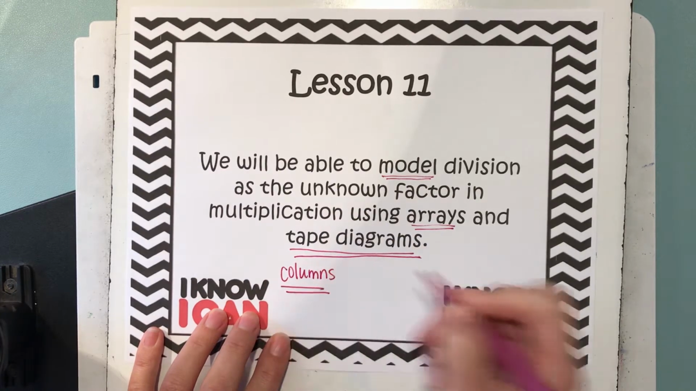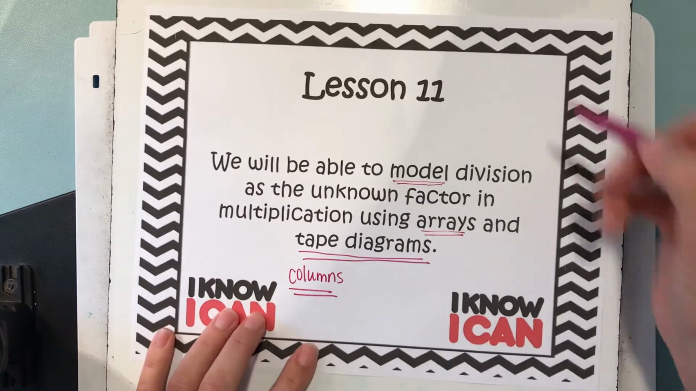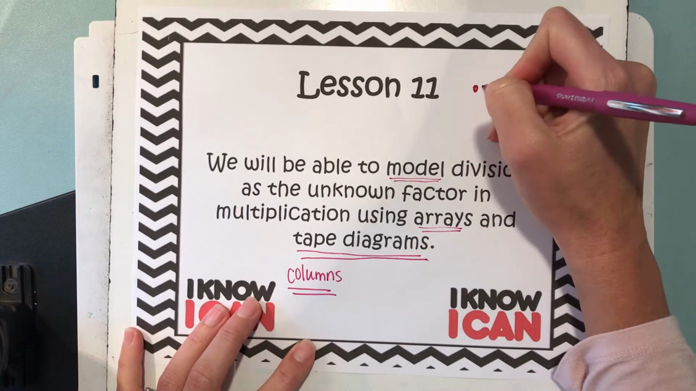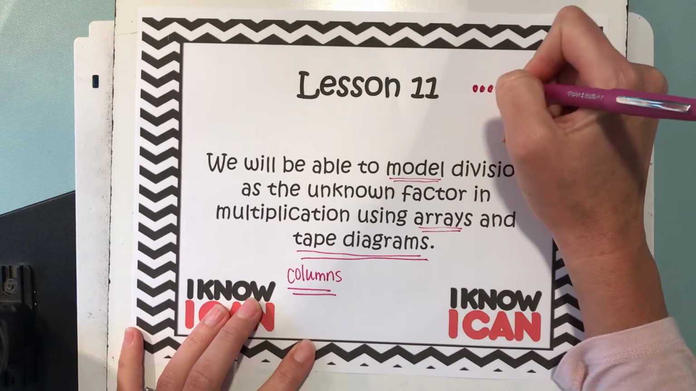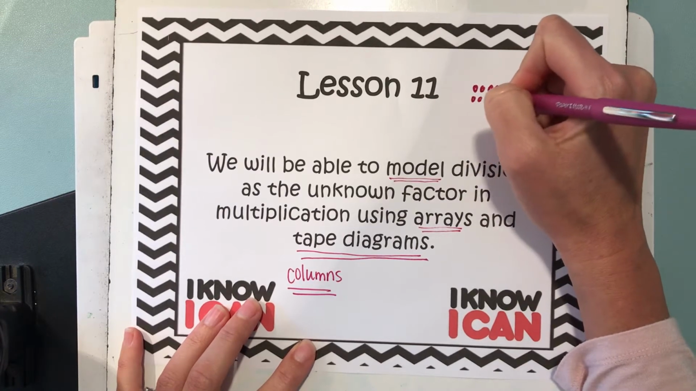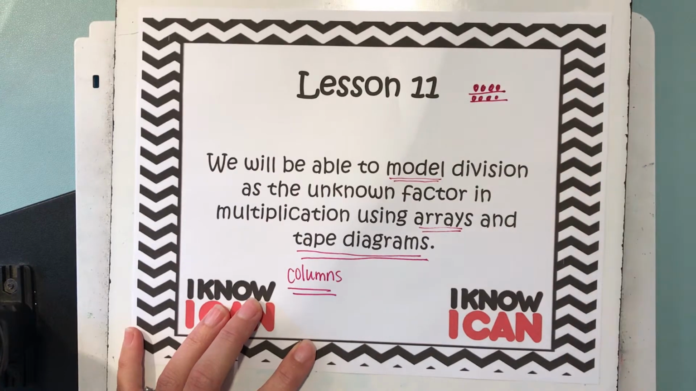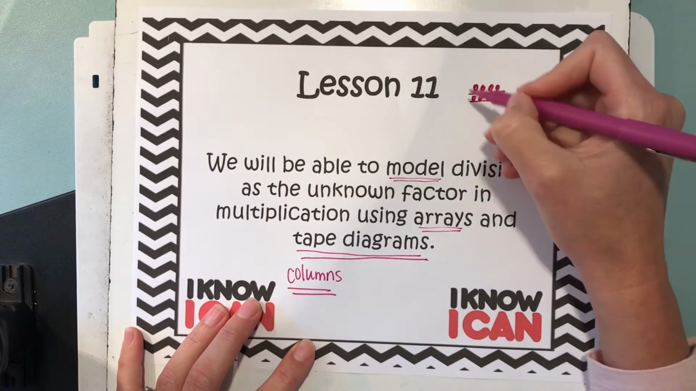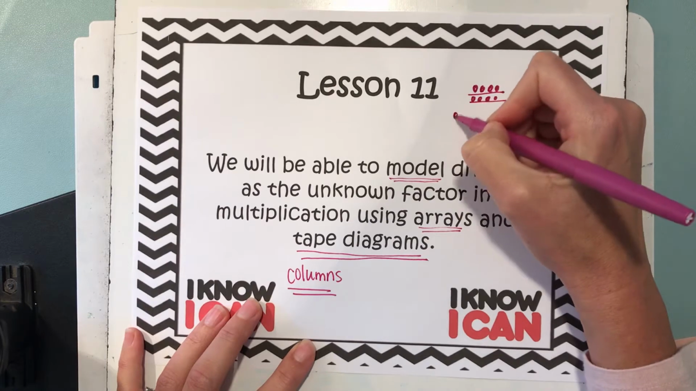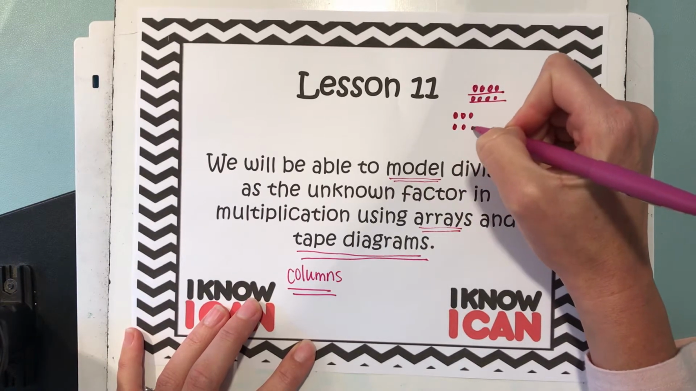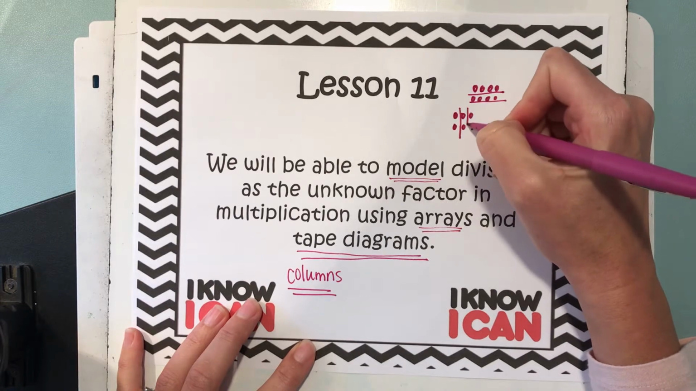And columns means that, instead of, so we've been working with rows, right? So we have an array, and we've talked a lot about rows. There's one row and there's 2 rows. Now we're going to be looking at columns, and columns go up and down. So if we were to look at an array, columns would go this way.